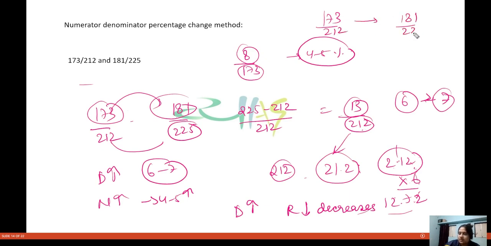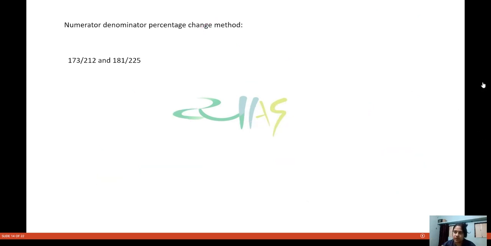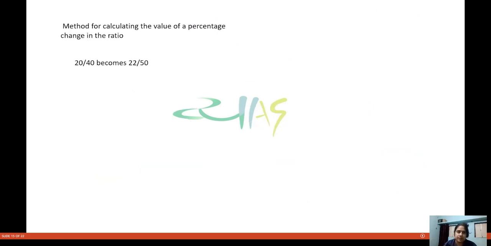So first see how much percentage change there is in the numerator. 20 became 22, so plus 2 means 10% change. 10% of 20 is how much? 2, and 22 is plus 2 more than this. So that means numerator is increasing by 10%. Fine. And now 40 to 50. How much is the percentage change?